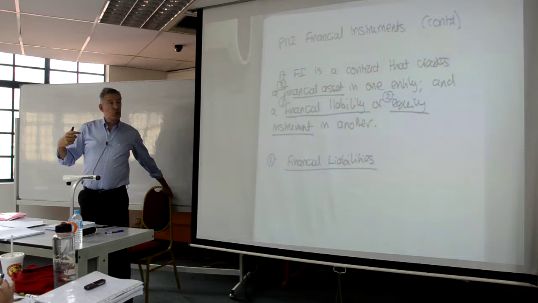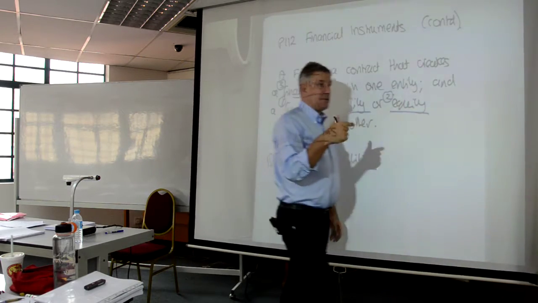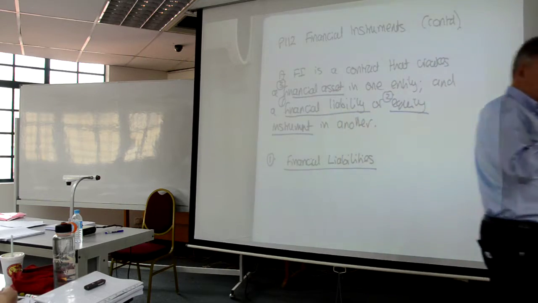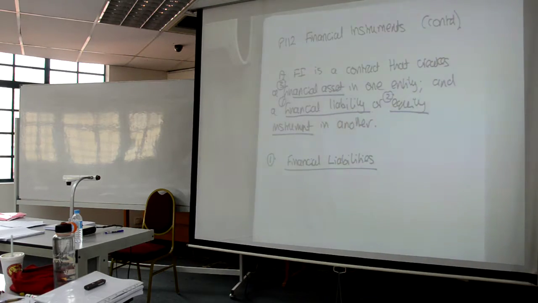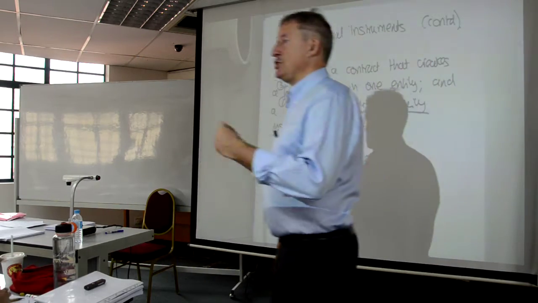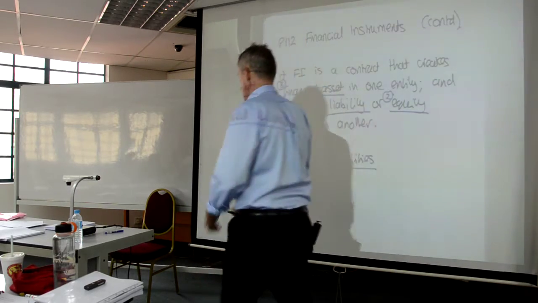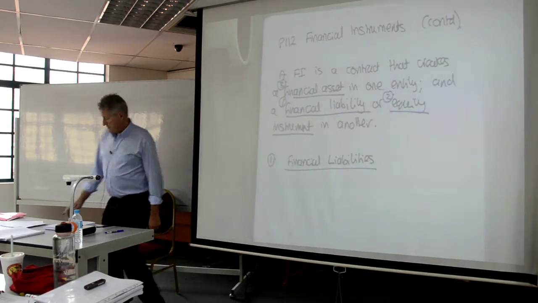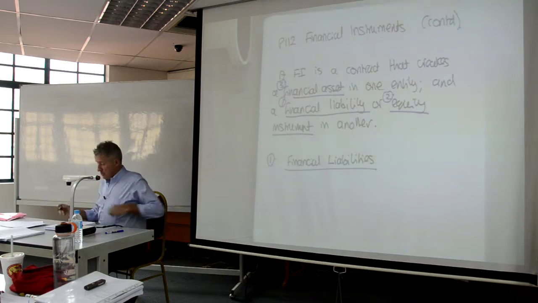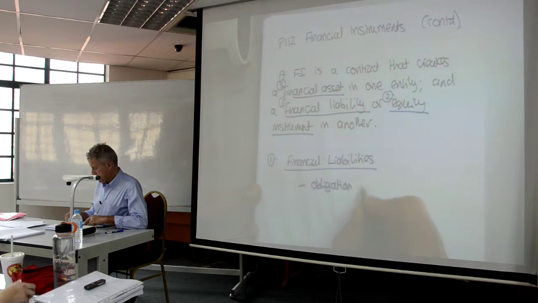When we talk about financial liabilities, you have a liability because you owe somebody some money. So you have an obligation to deliver cash. Or you have an obligation to deliver shares, but it's a variable amount. So in terms of what is a financial liability, a financial liability is an obligation to deliver cash.